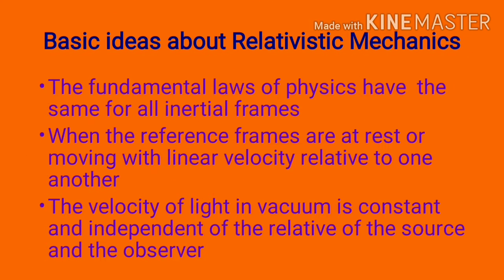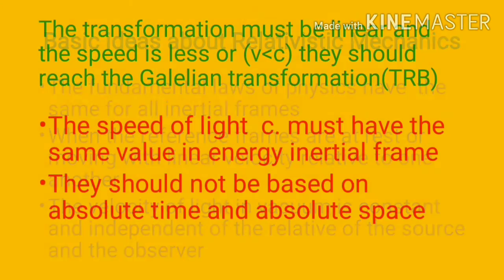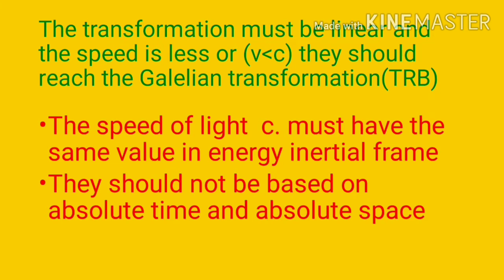According to the fundamental laws of physics, when the reference frames are at rest or in motion with linear velocity relative to one another, the velocity of light in vacuum is constant. It is independent of the relative motion of the source and the observer. The transformation must be linear, and when the speed is low, that is, v is less than c, it should reduce to the Galilean transformation. Then no particle should have a velocity greater than the velocity of light.